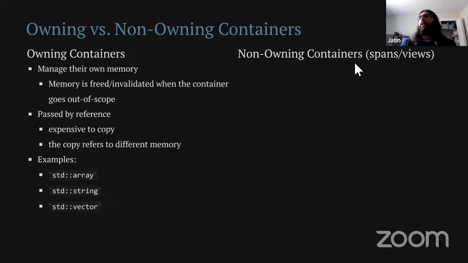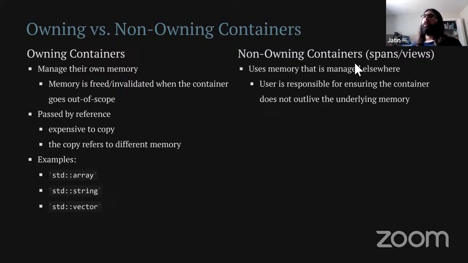With non-owning containers, these are usually things that you'll see labeled as a span or a view in the way they're named. And the idea with a non-owning container is that the memory for that container is managed somewhere else. And I'll give an example of this in a second, but it's useful to know that if you're using a non-owning container, you're responsible for making sure that the lifetime of the container doesn't go past the lifetime of the underlying memory.